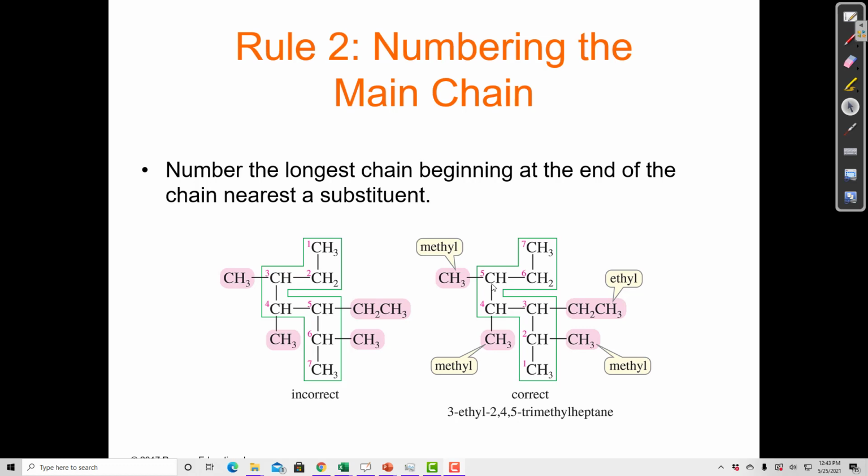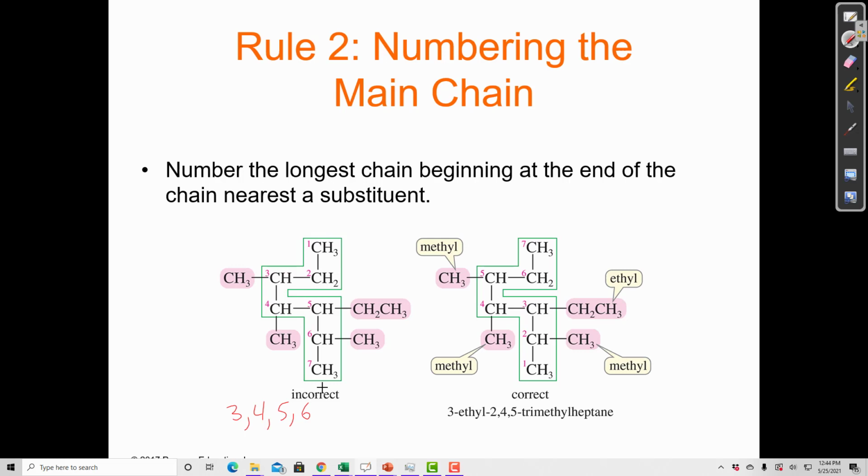So in order to number the chain correctly, we have to give each branch the smallest numbers. So let's see what numbers I'm going to have here. Right here I have a branch at 3. Let's keep track of this. 3. I have a branch at 4. 4. I have a branch at 5. 5. And I have a branch at 6. 6. So at 3, 4, 5, and 6, I'll have branches if I number it from top to bottom.